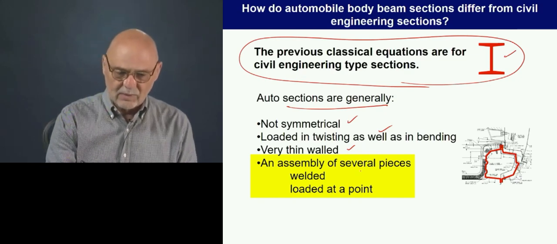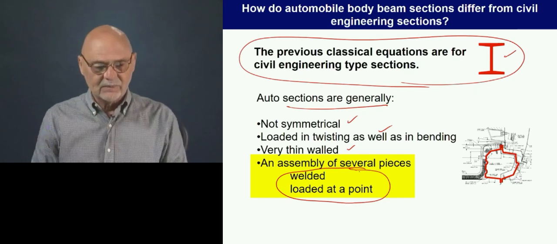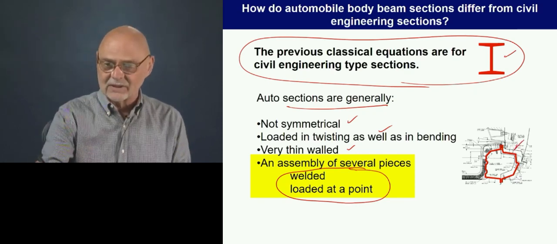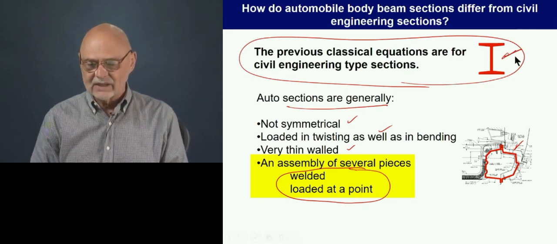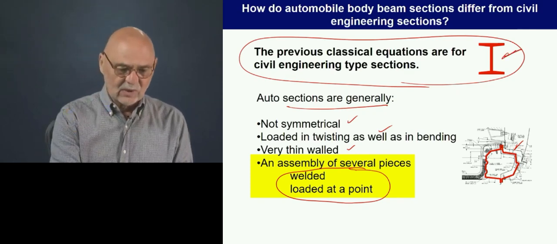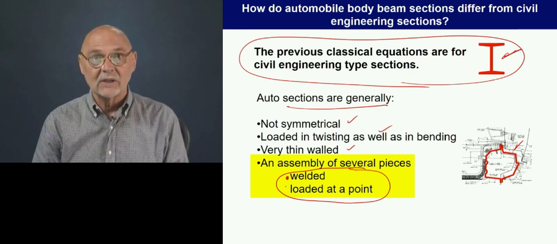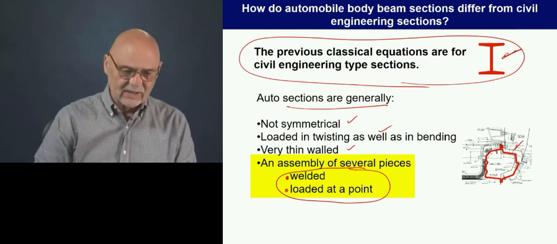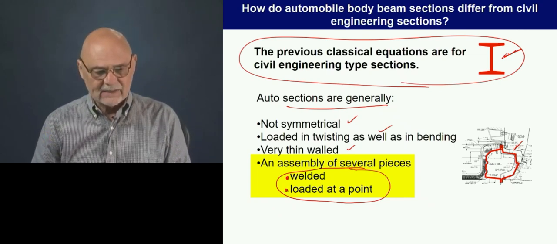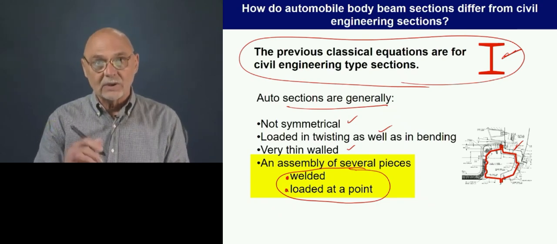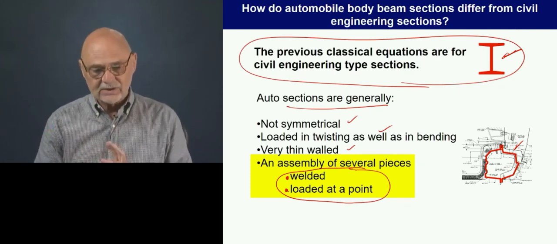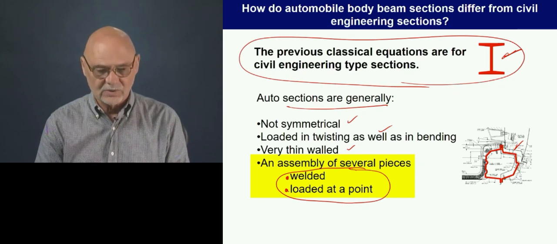And now we want to look at a couple more. One is that they're generally made up of several pieces. They're not just a monolithic section like the I-beam. So we're going to need to weld some pieces together, and those welds will affect the performance of the section. And then finally, in today's lecture, we'll also be looking at the fact that our sections are often loaded at a particular point, and that causes some issues for thin wall structures.